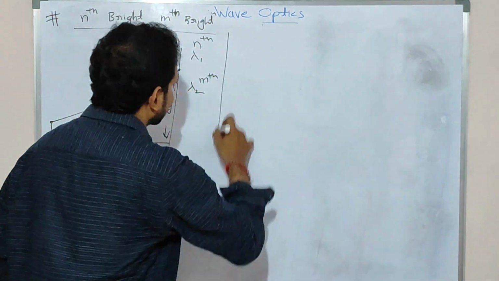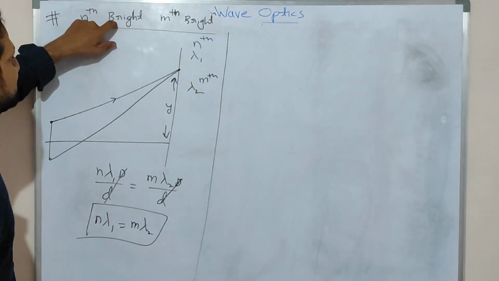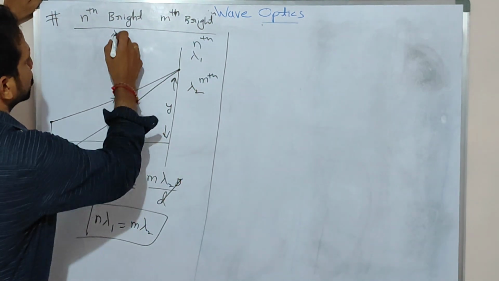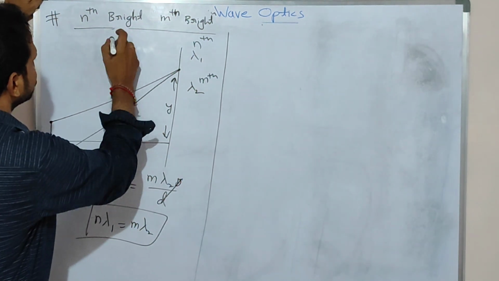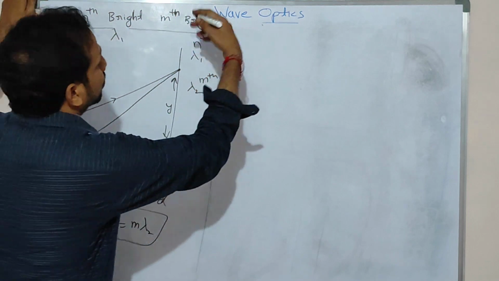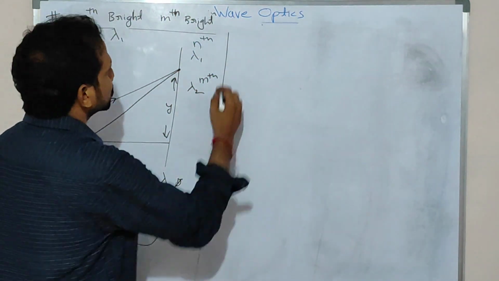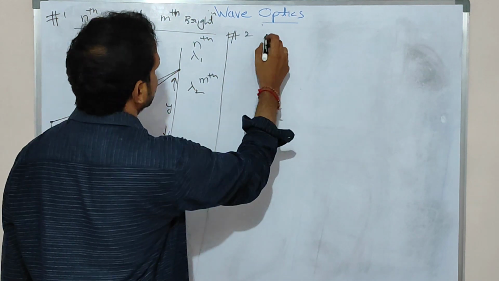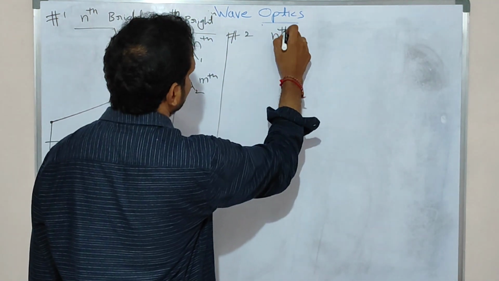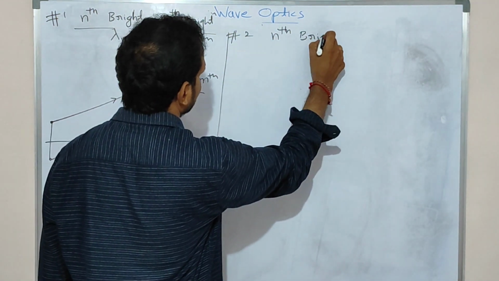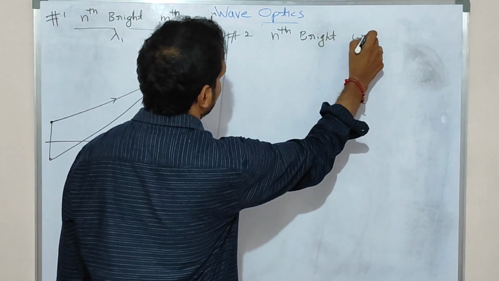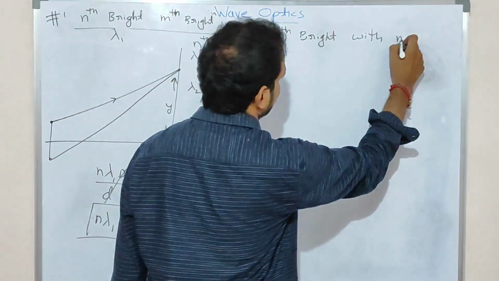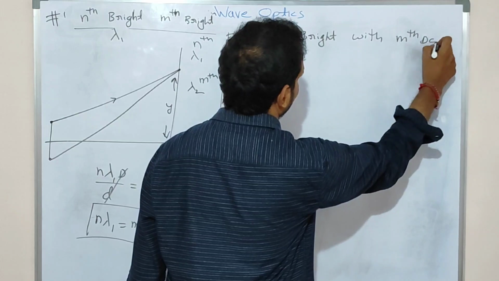Next case, the nth bright fringe of lambda 1 coinciding with the mth dark fringe of lambda 2. Okay, so this is case 1, case 2, nth bright fringe with mth dark fringe.